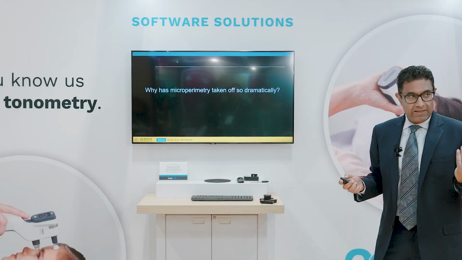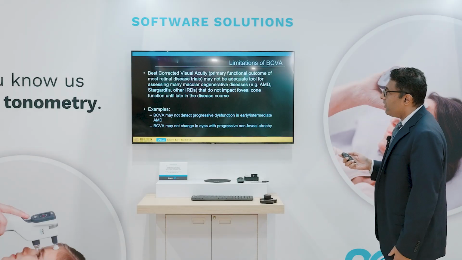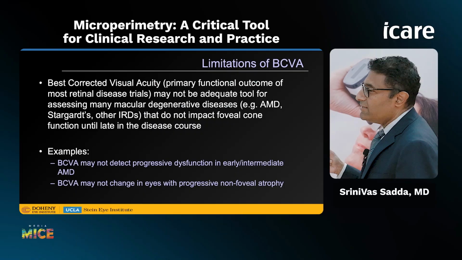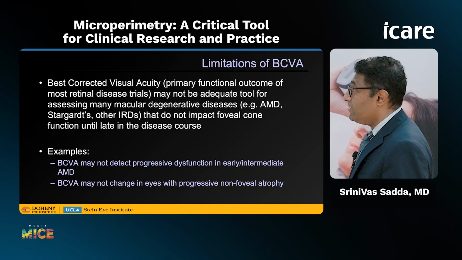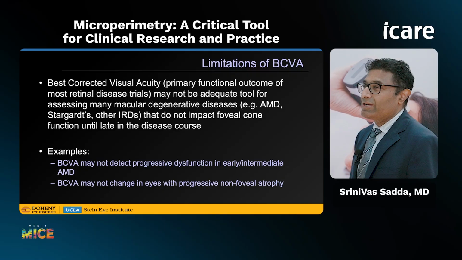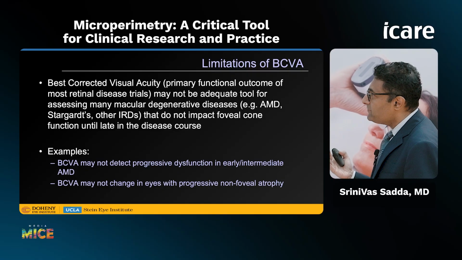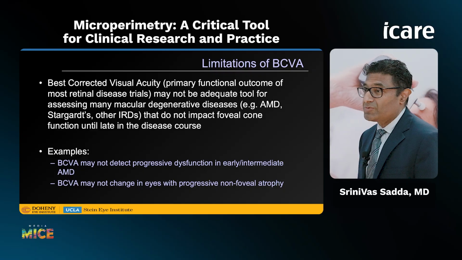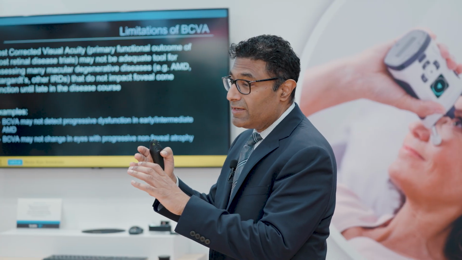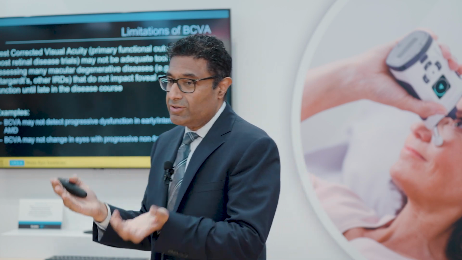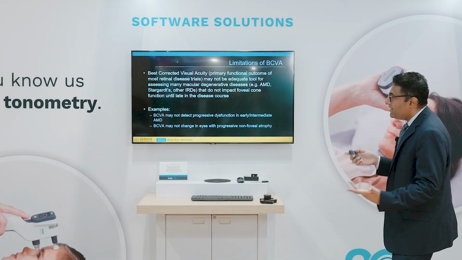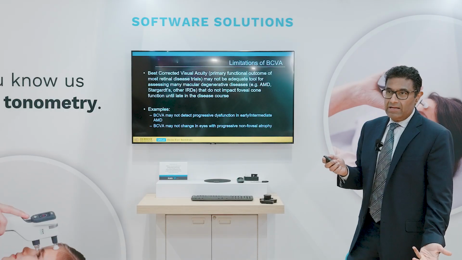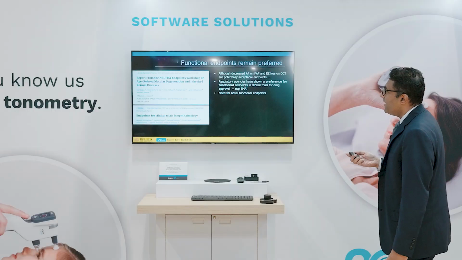So why has it taken off so dramatically? I think we can intuitively understand why it's useful. Part of the reason is that visual acuity, while it's the quick and dirty test that we've used in the office for many years, is pretty inadequate as a test of function in many degenerative diseases. In many of those diseases, the fovea is spared until very late, and you have to remember that acuity comes from the foveal cones. So BCVA may not detect this progression early enough for patients.